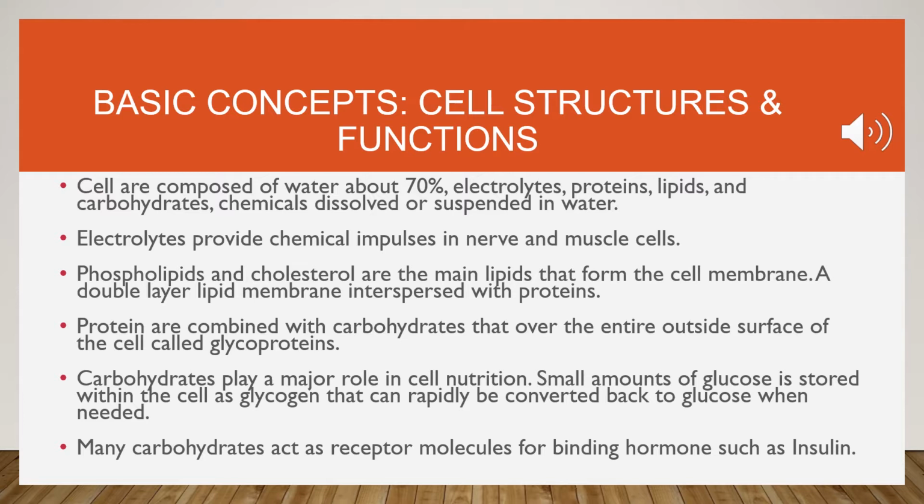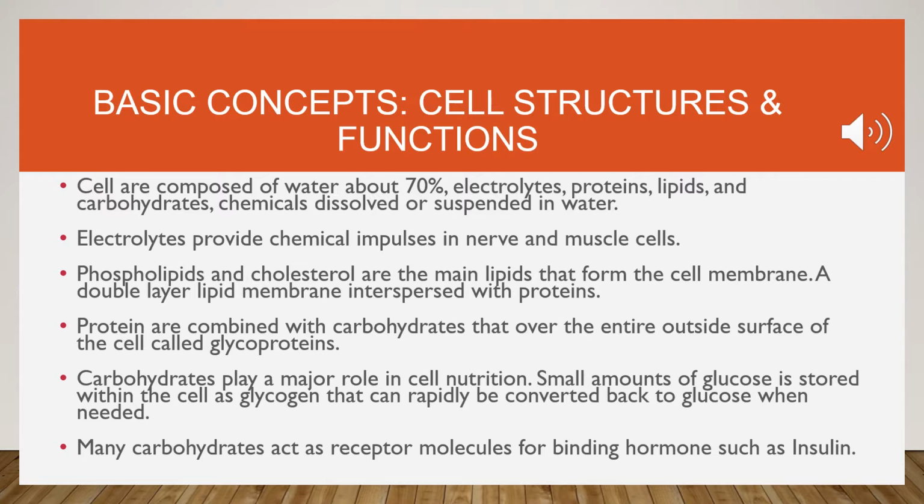So this is a double layer of lipids with the phospholipids. The phospholipids are made out of fatty acids and phosphate. The phospholipid molecules are interspersed with proteins. These proteins are usually combined with carbohydrates, called glycoproteins. These are found attached to and cover the entire outside surface of the cell.